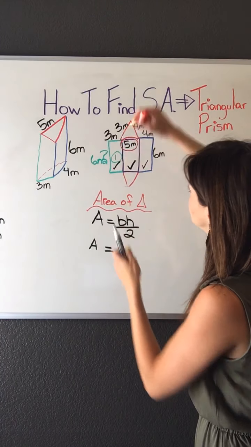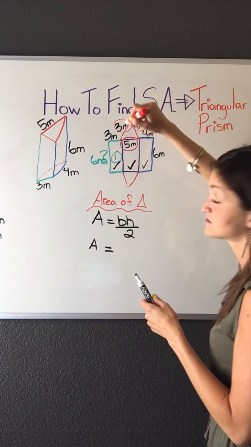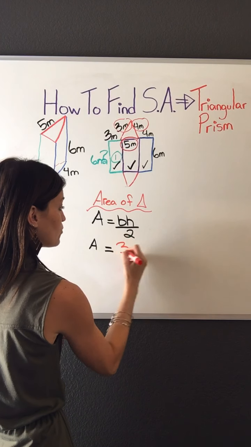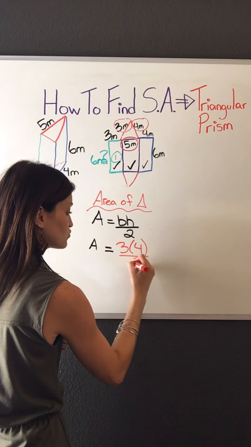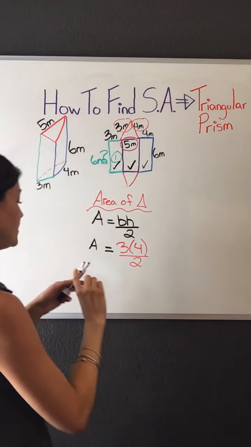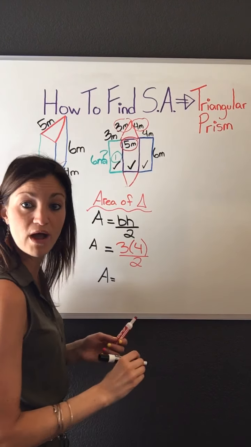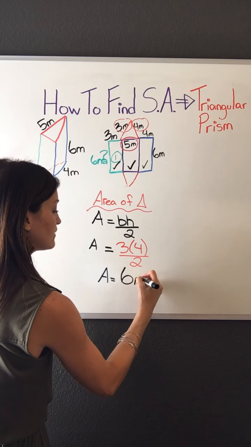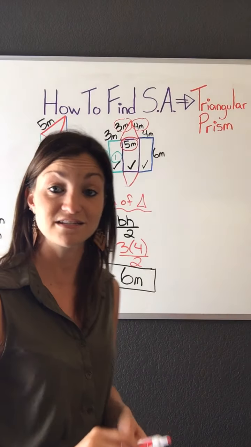So we need to use here the 3 meters and the 4 meters, okay? So I'm going to plug in 3 times 4. Once again, this does not become 34. It becomes 3 times 4 because they're touching, which indicates multiplication. Okay? Area equals 4 times 3 is 12, and 12 divided by 2 is 6. So now we were able to figure out that the area of one triangle is 6 meters.